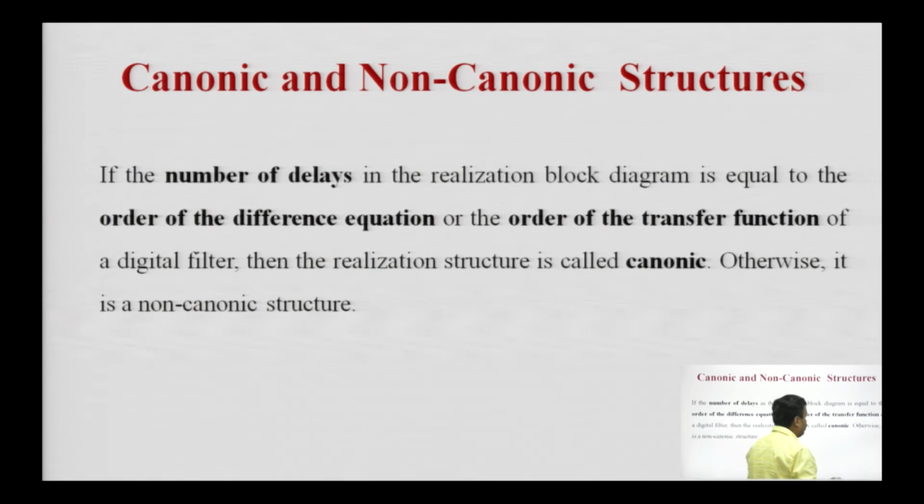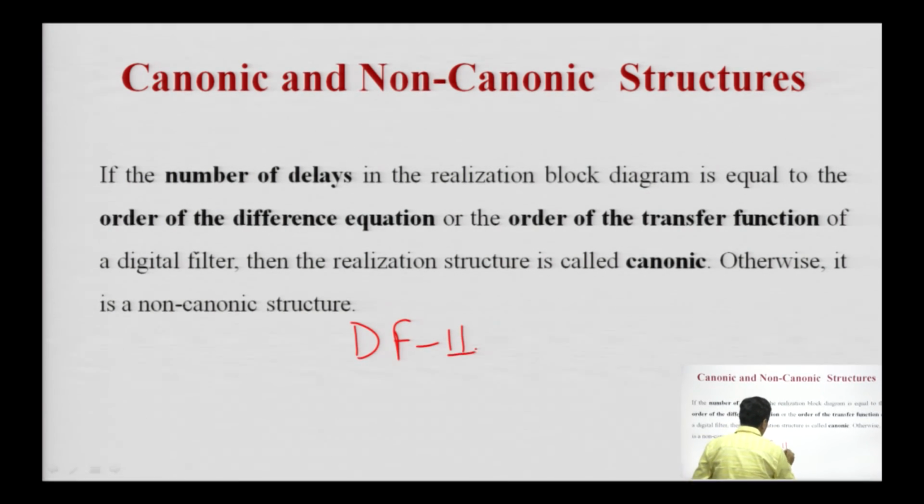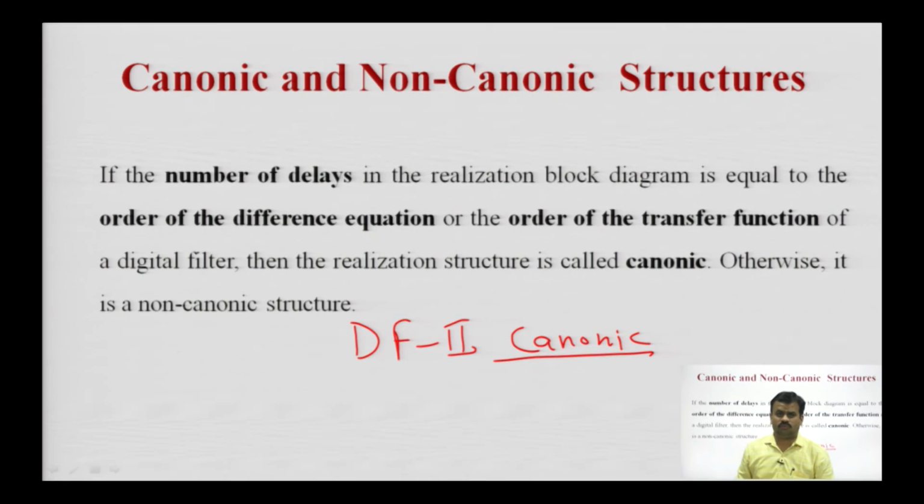Now, canonic and non-canonic structure, that I also told in this lecture. What does canonic structure mean? Whenever your number of delay elements is equal to the order of the system, then your structure will be canonic. So, the direct form 2 structure is always canonic. Why? Because in it the number of delay elements is always equal to the order of the system and the order of the transfer function. Since your direct form 1 is a non-canonic structure.